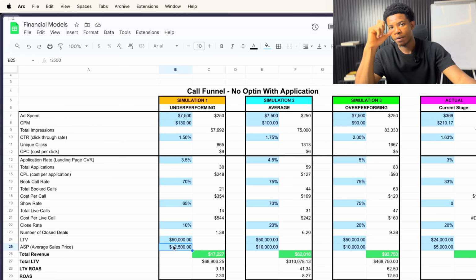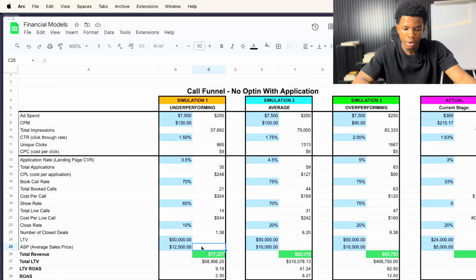So we just take a quarter of what the 50K is, which is 12.5K right here, as you can see. So if we were to spend $7,500 on this campaign with the underperforming stats, we would make about $17,000 back on the front end.